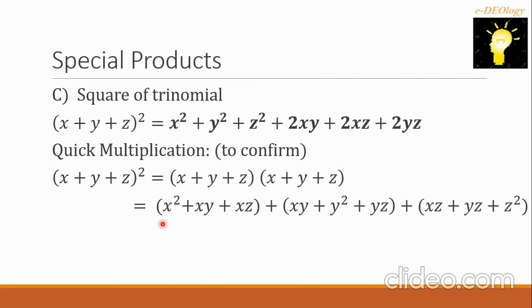X times x will get x squared, x times y is xy, x times z is xz. Next, the y, I'm going to multiply with the x, I'll get xy. Then y times y is y squared, y times z is yz. And then plus. Now the z multiplied to the x, it is xz. Z multiplied to the y, it is yz.